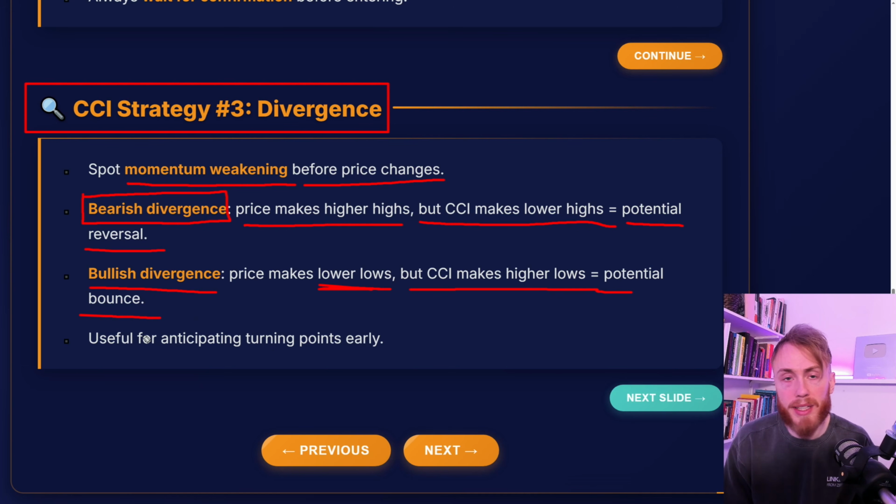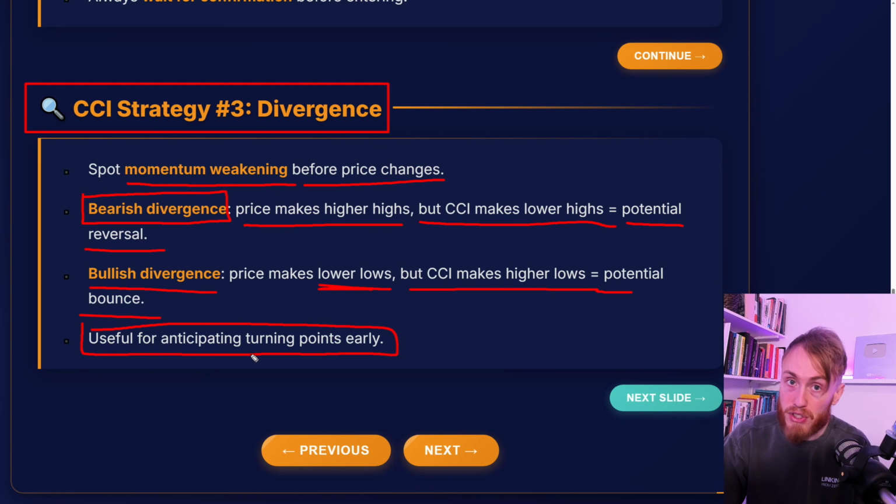And if this sounds complicated, as I said, don't worry, we will jump into TradingView really soon. And why do we use this strategy? Well, it's useful for anticipating reversals in the market.